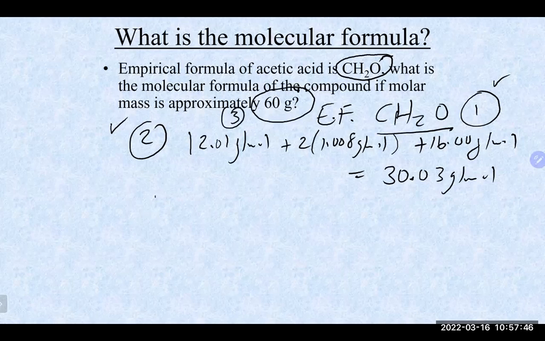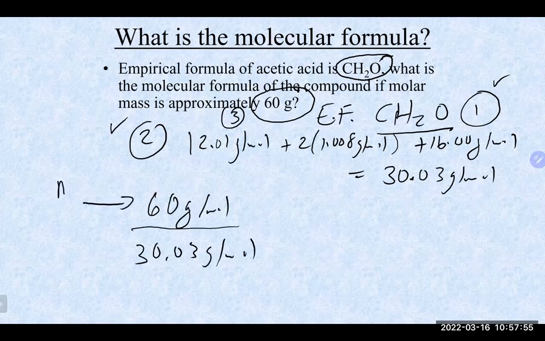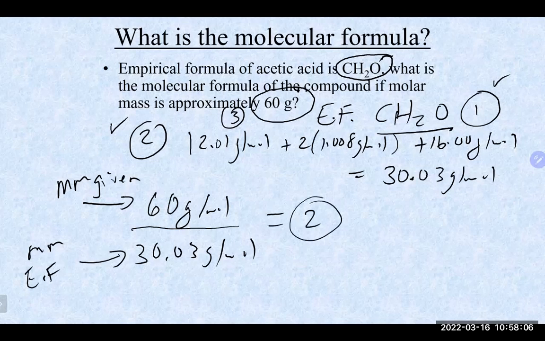So we're going to take the molar mass of the compound that they gave us. We're going to divide it by the molar mass of our empirical formula. So molar mass given, over molar mass of the empirical formula. And that gives us basically a factor of 2 in this case when we divide, obviously 60 divided by 30.03 gets us basically like a 1.998, which is basically a 2 in this case.